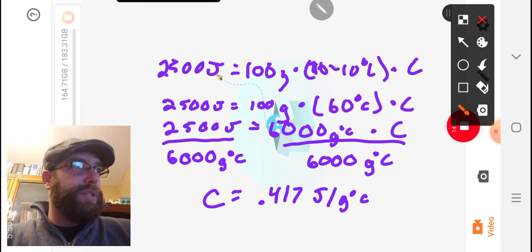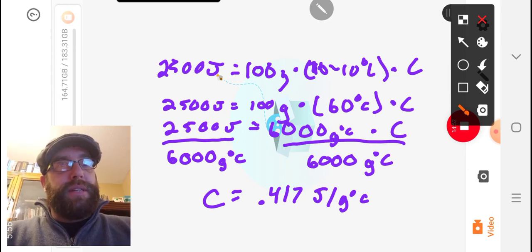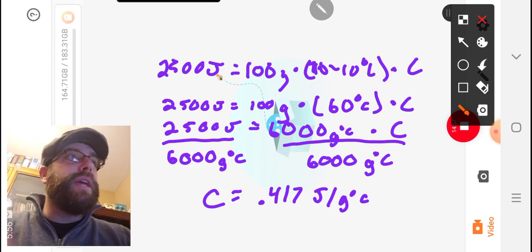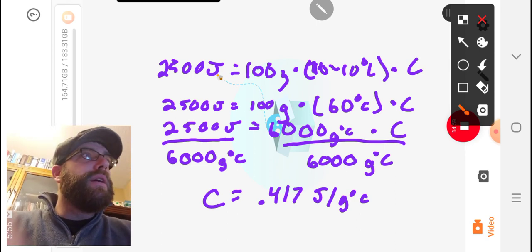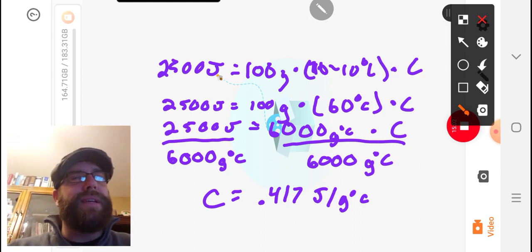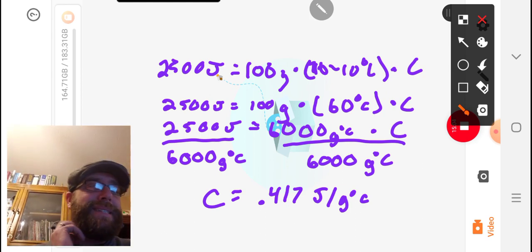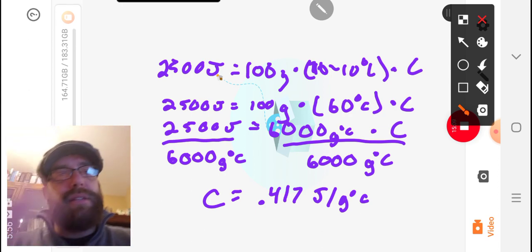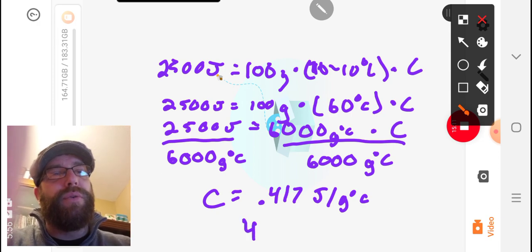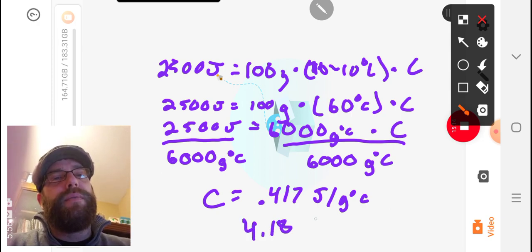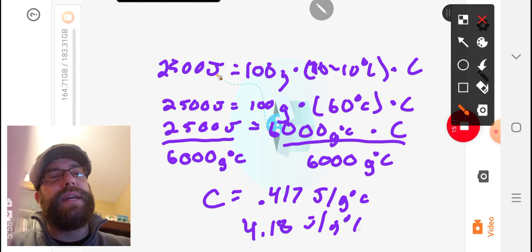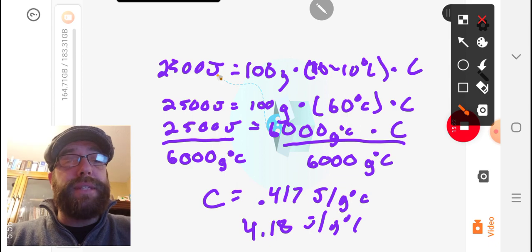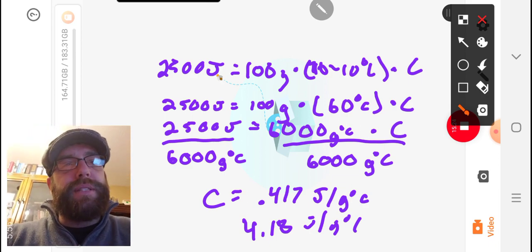So this question doesn't tell you what the substance is. But if you look at question 2, which we've already done, the specific heat of water is 4.18 joules per gram degrees Celsius. This substance is about 10 times lower, so it heats up about 10 times more easily than water. All right, to give you an idea.